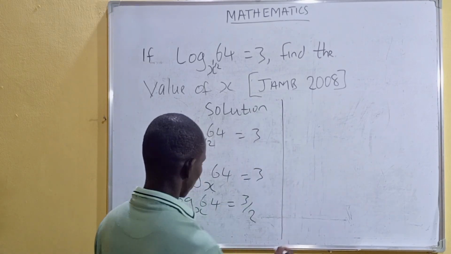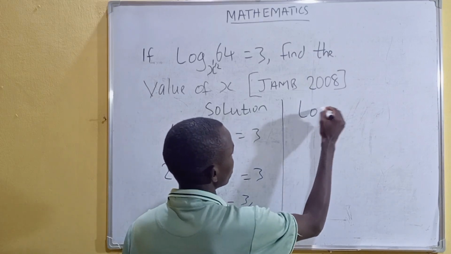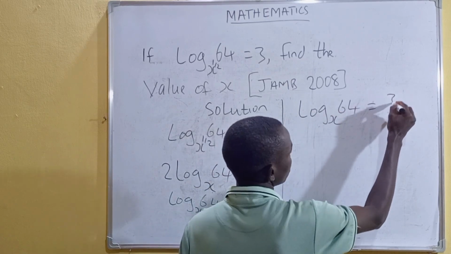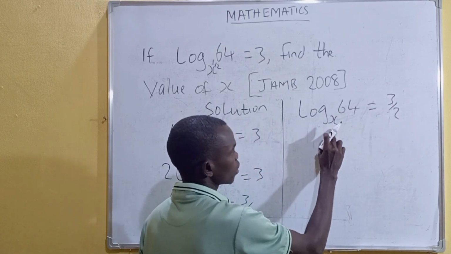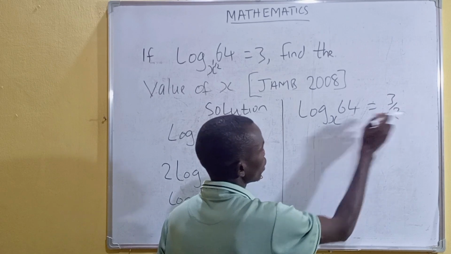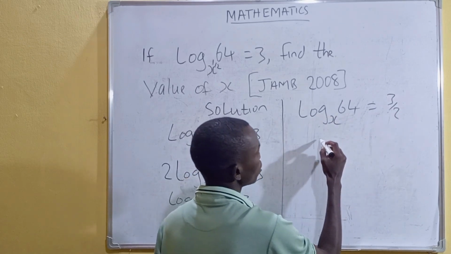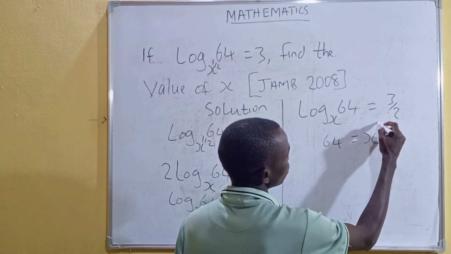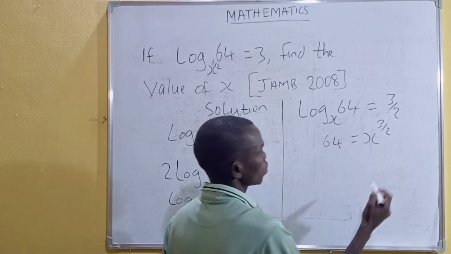So from here now, we have log 64 with base s equals 3 over 2. So you transfer this to raise this as a power to eliminate this log. It will now be 64 equals s raised to the power 3 over 2.